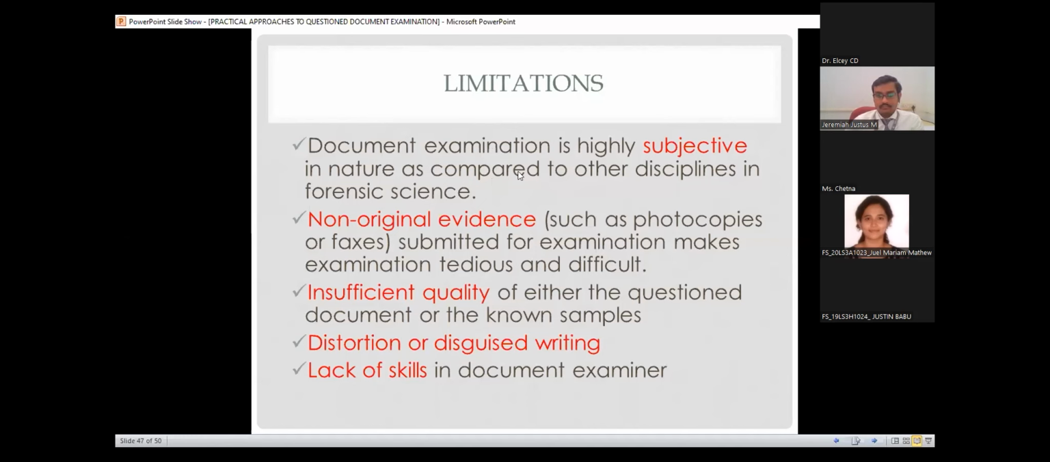Then we have non-original evidence such as photocopies or fax, in which the skill of the questioned document examiner is put to test, and it is very difficult for us to examine photocopied documents, because some of the characteristics of the handwriting or signatures will be lost in the process of photocopying or in documents which are faxed. Then when we have insufficient quality of questioned document or non samples, difficulty arises. In case of disguised handwriting, it is very difficult for us to compare with the questioned writings. Also, there is the lack of skills in document examiners; those who are new to the field must learn the art and science of examination.